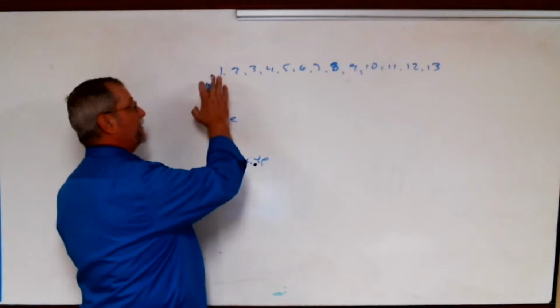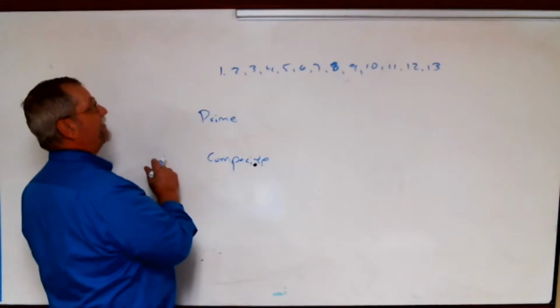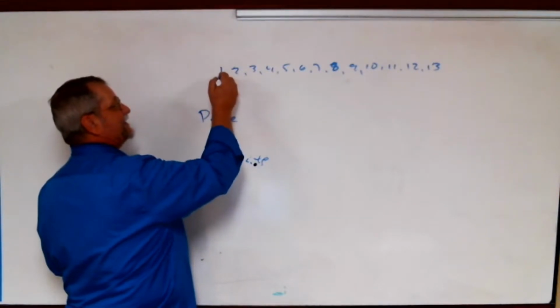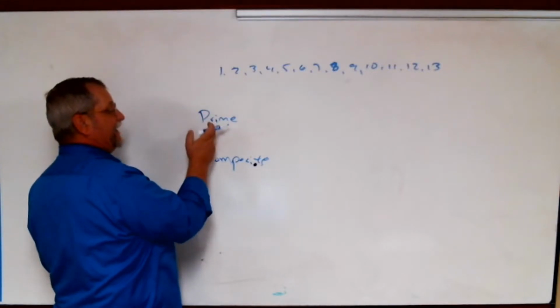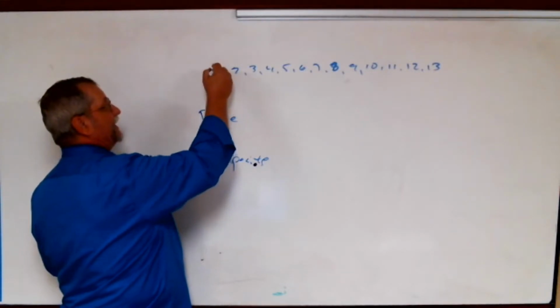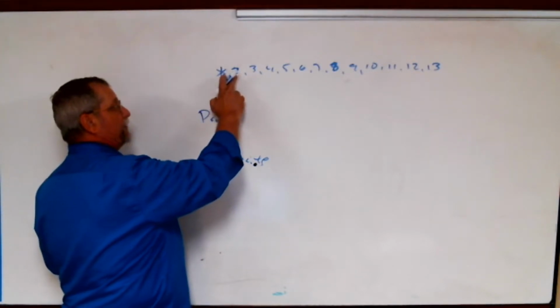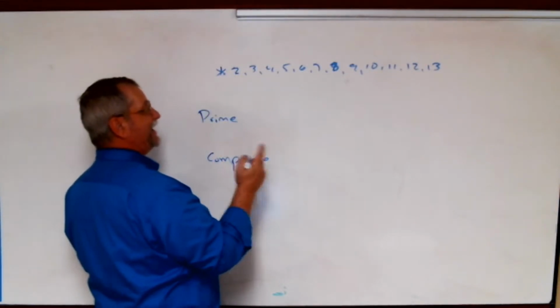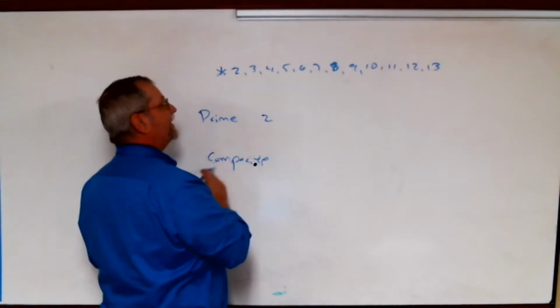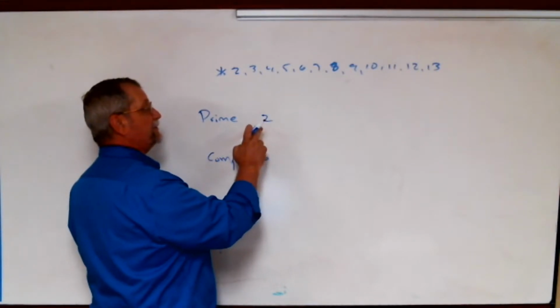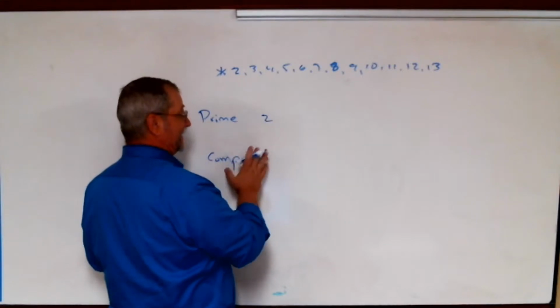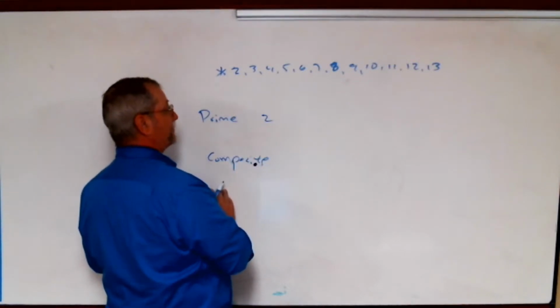So the first number up here, number 1, is neither prime nor composite. It doesn't fit here or here. So 1 is not prime, it's not composite, it doesn't fit either place. The number 2 is the only even prime number because the only factors of 2 are 2 and 1. That's it, no other numbers. That makes it a prime number.